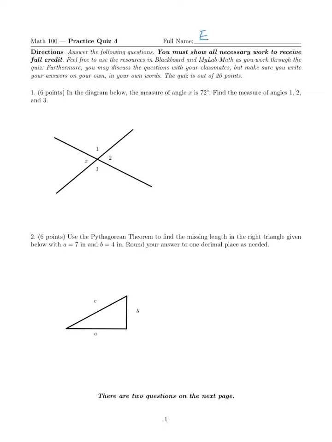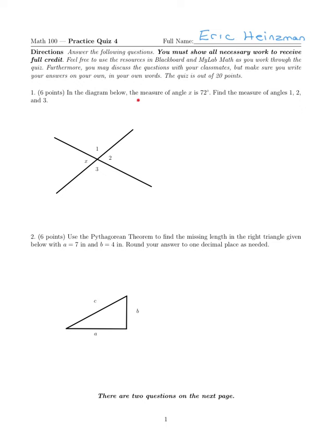Let's go over a couple of practice problems for quiz 4. So to start with, in question 1, we are given this diagram, and we are told that the measure of angle x is 72 degrees. Can we find the measure of angle 1, angle 2, and angle 3?